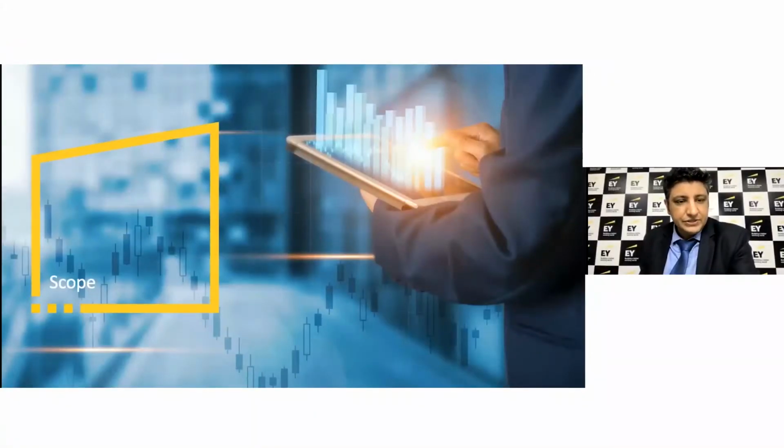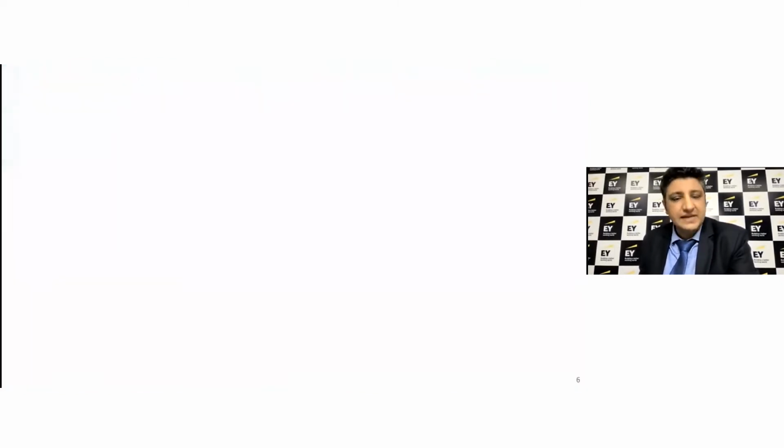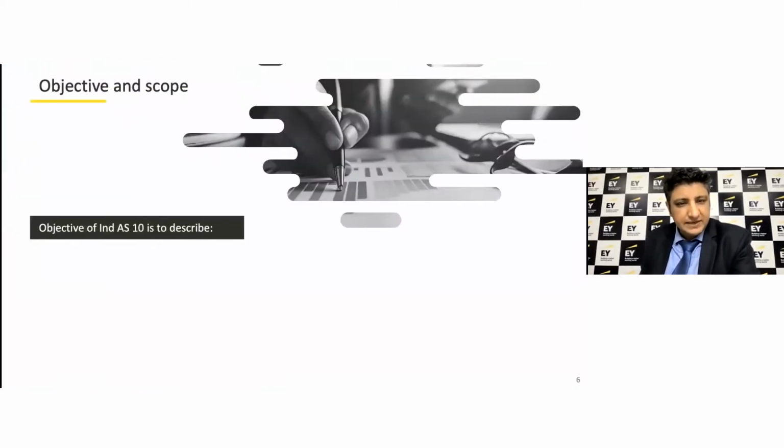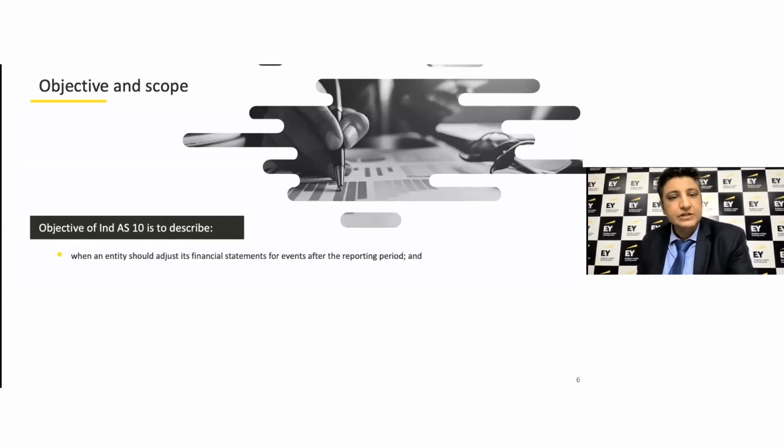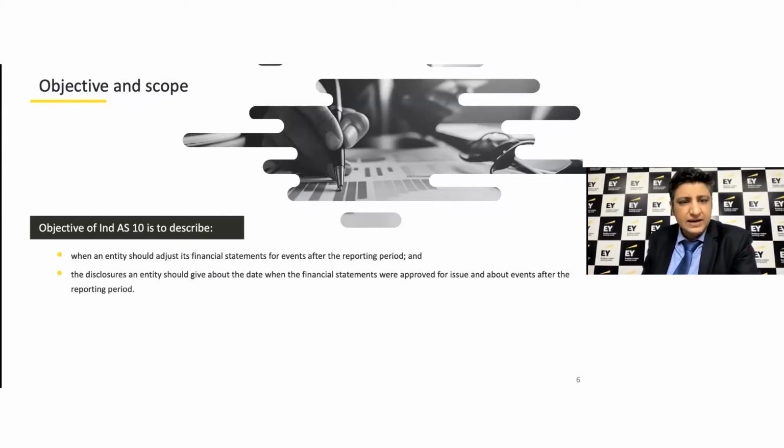In this section, we would now like to talk about the scope of the standard in Ind AS 10. The objective of the standard is to describe when you should adjust the financial statements for events after the reporting period. As discussed in the introduction, I have events taking place after the reporting period. Should I really go back to the previous year and change my numbers, my presentation, my classification or the measurement aspects? That is where the word adjustment comes in. And you also look at the disclosures you are supposed to give for those events.